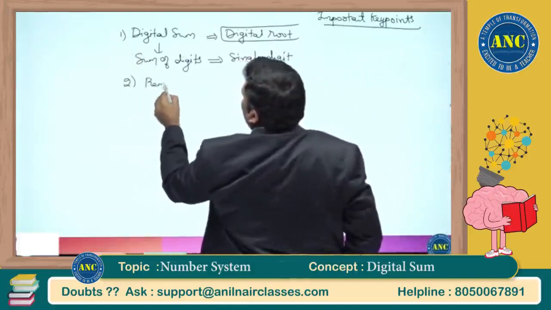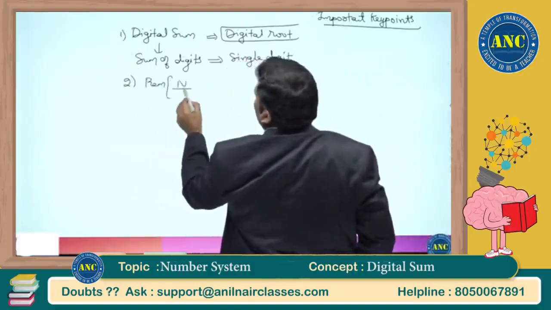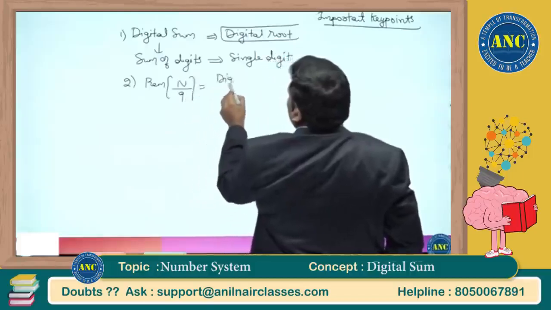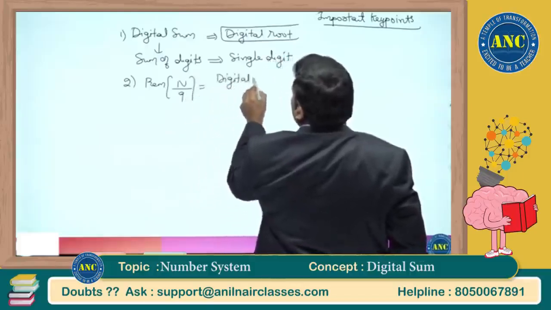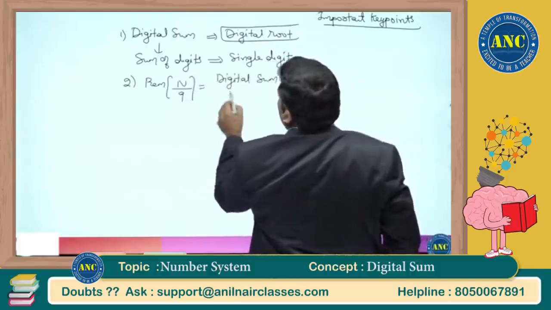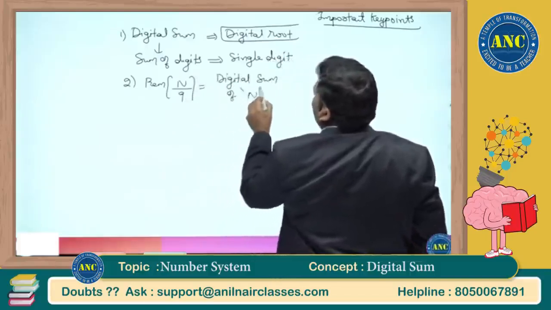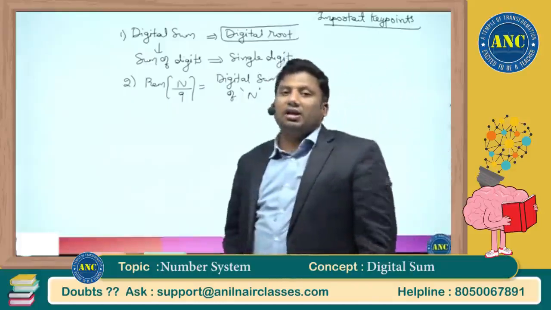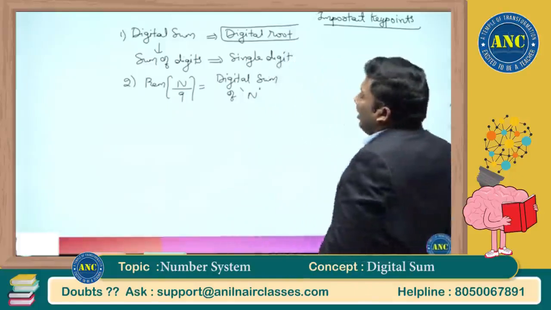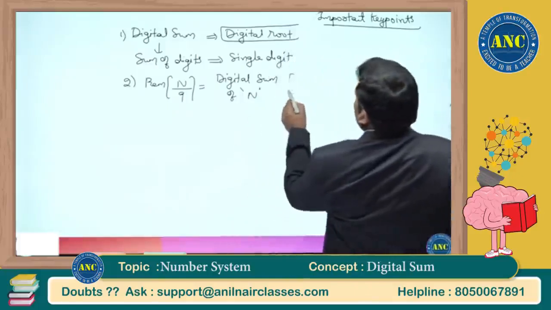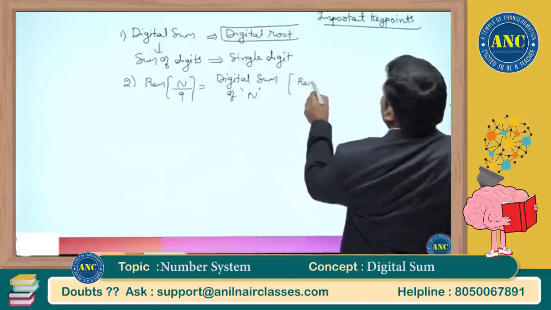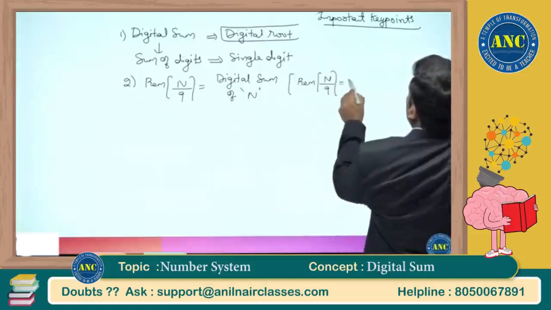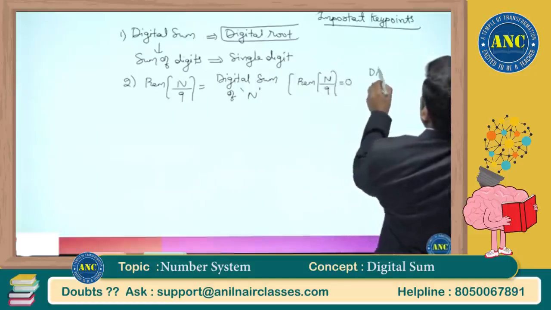When you divide a number by 9, whatever remainder you get is defined as the digital sum of the number. If you want the digital sum of a number, divide the number by 9. Whatever the remainder, that is called the digital sum. If you get a remainder 0, that means the number is perfectly divisible by 9, so the digital sum will be 9.